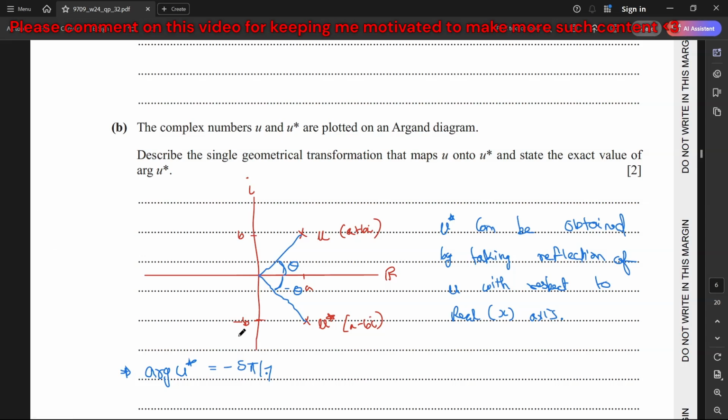So there are two different answers that we had to give for this part B. The first one is about the reflection. Okay, I'll just mark that up over here. That is your final answer. And the other final answer is about stating the argument of u star. So that is how you solve this question.